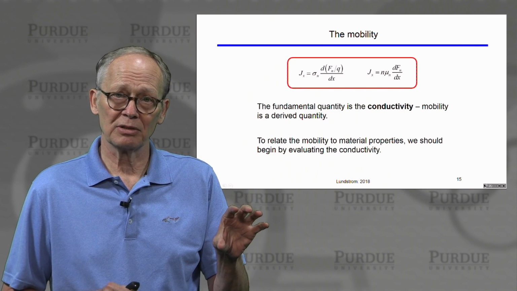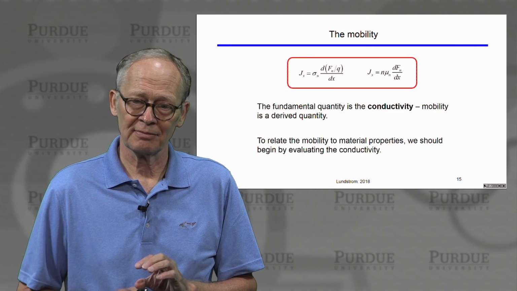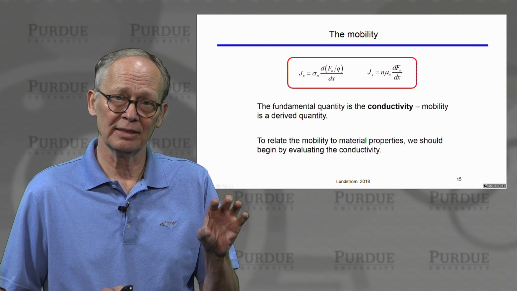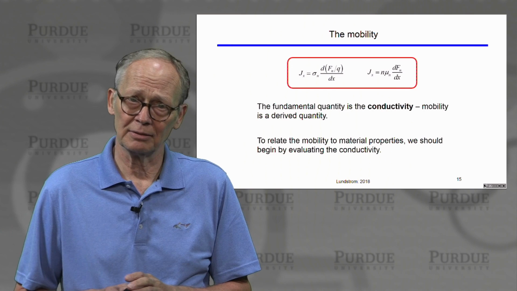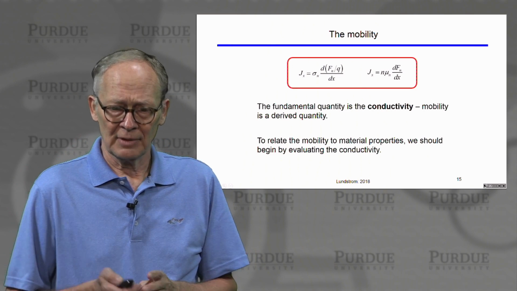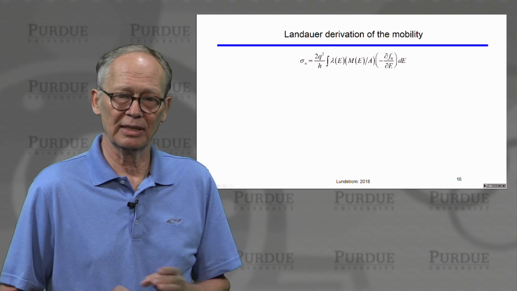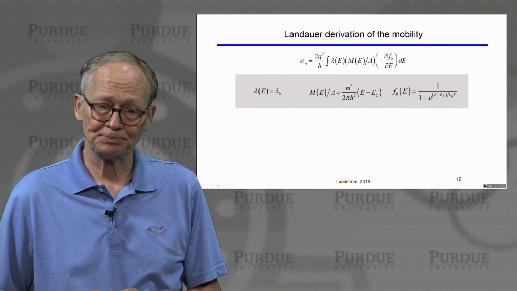We have an expression from the Landauer approach to compute the mobility for any material. If we want the mobility, we just define that conductivity to be NQμ, and that tells us how to compute the mobility. So to evaluate the mobility, we should begin with the conductivity. This is the expression that we have developed for conductivity.